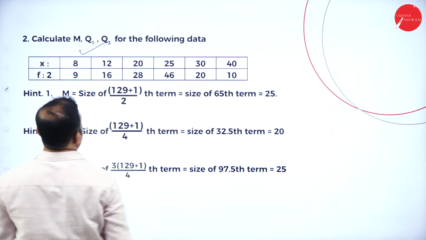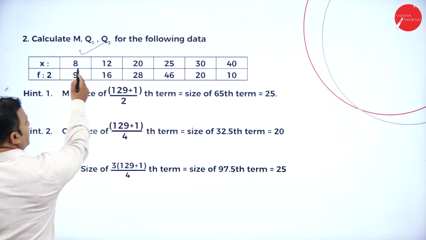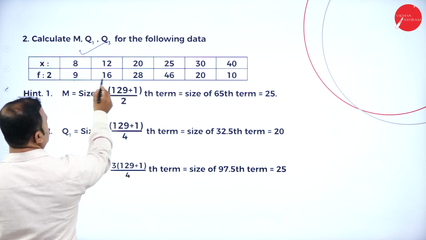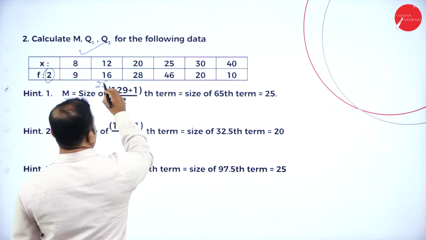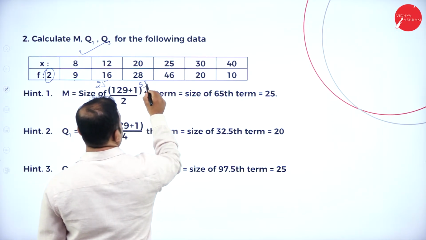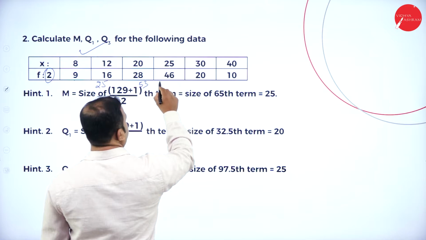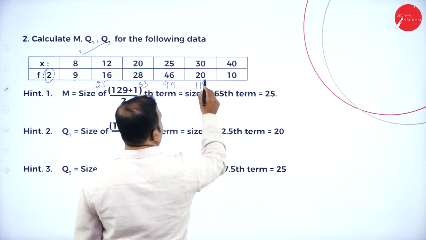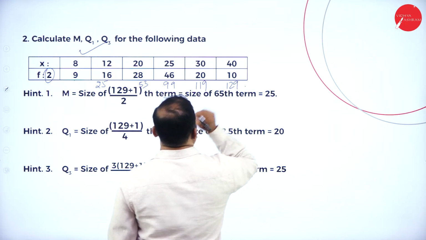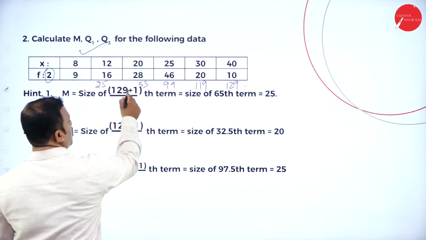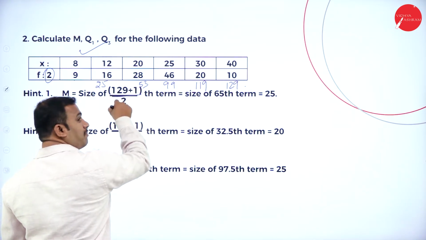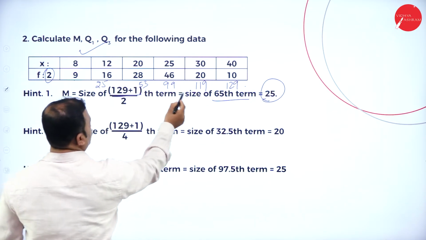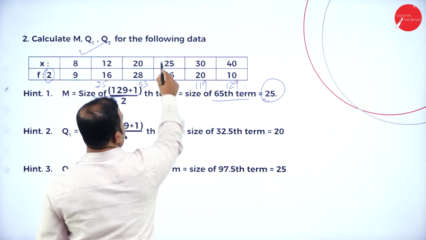So calculate the value of Q1 and Q3 for the following data. First let me see whether the data are arranged in the increasing order. Yes, it is arranged. So 9 plus 16 that is equal to 25 here. 25 plus 28 that is equal to 53. 53 plus 46, 99 here. 99 plus 20 that is 119. 119 plus 10, 129. 129 plus 1 is what? That is median of that 130. 130 by 2 is 65. 65th term is 25. In this case, the 65th term comes between 53 to 99 and we will get 25.